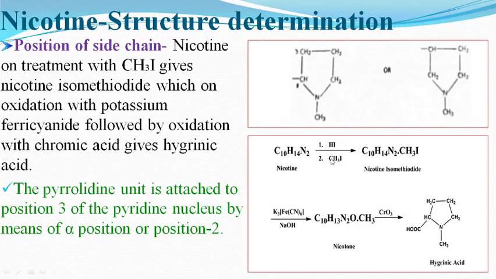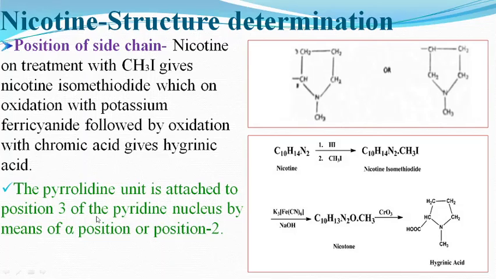Nicotine on treatment with methyl iodide gives nicotine isomethiodide, which on oxidation with potassium ferricyanide in the presence of sodium hydroxide gives nicotone. And nicotine on oxidation with chromic acid forms hygrinic acid. The structure of hygrinic acid is already known, and it contains a 5-membered N-methyl pyrrolidine nucleus, and the carboxylic group is present at position 2 or the alpha position. This means that the pyrrolidine unit is attached to the position 3 of the pyridine nucleus by means of the alpha position or position 2. This is the position 2, which has been oxidized in the presence of chromic acid into a carboxylic group.